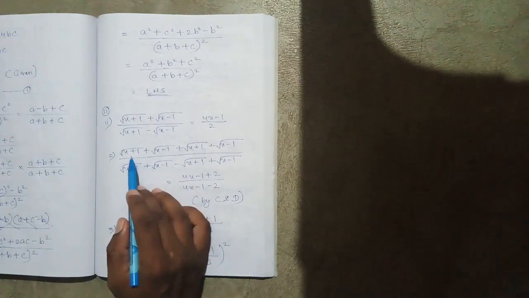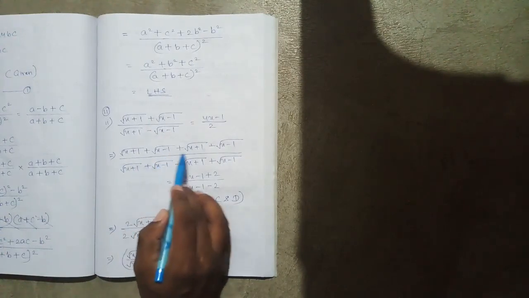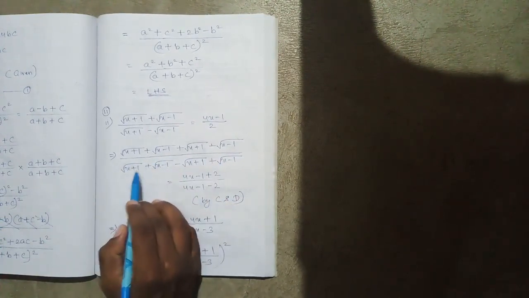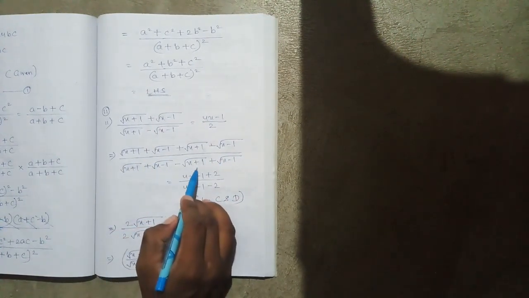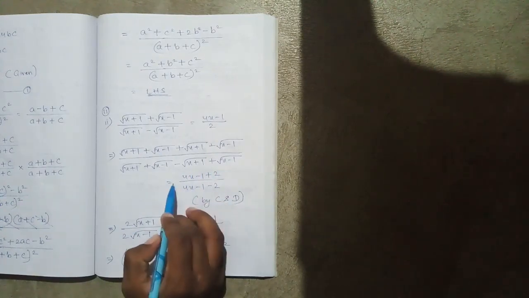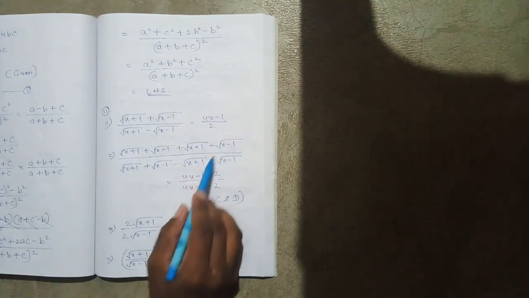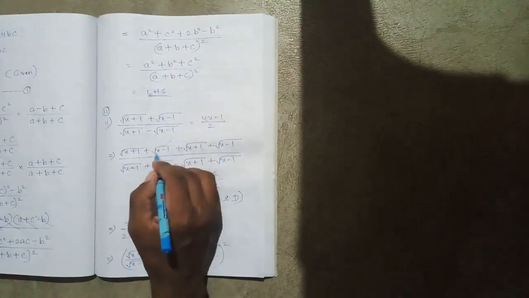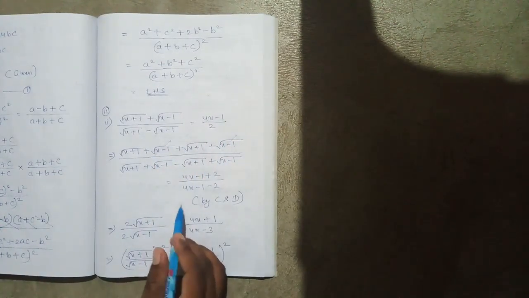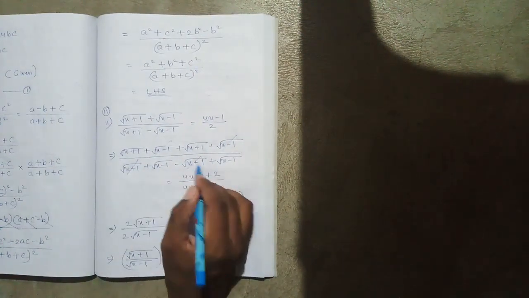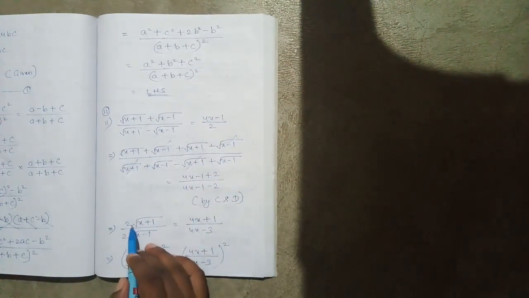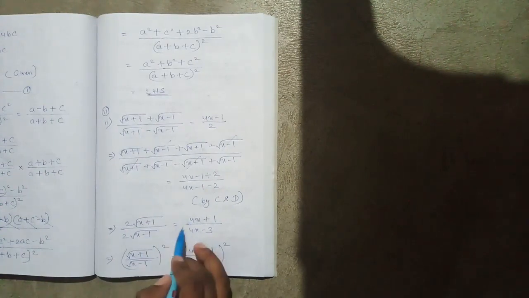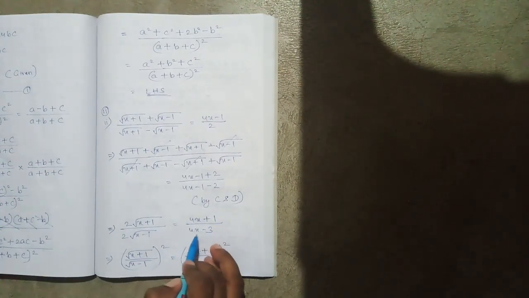On using that we get (root of x plus 1 plus root of x minus 1 plus root of x plus 1 minus root of x minus 1) whole by (root of x plus 1 plus root of x minus 1 minus root of x plus 1 plus root of x minus 1) is equal to (4x minus 1 plus 2) by (4x minus 1 minus 2). Okay, so these two are cancelled. Root of x minus 1 cancels in the numerator, then root of x plus 1 cancels in the denominator. So we get 2 times root of x plus 1 by 2 times root of x minus 1 is equal to (4x plus 1) by (4x minus 3).